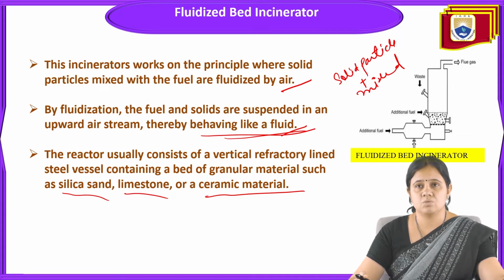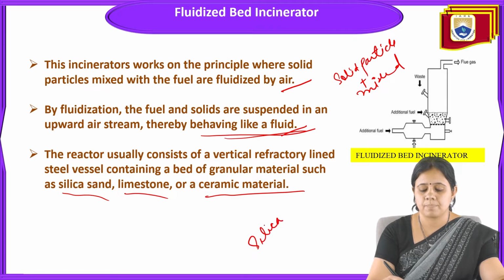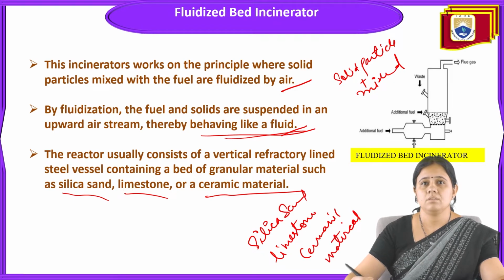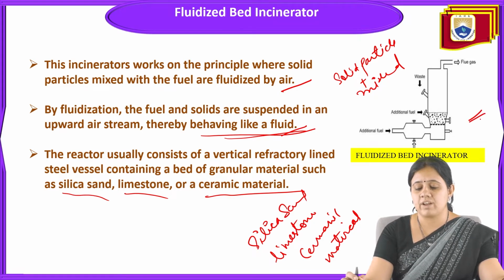The reactor usually consists of a vertical refractory lined steel vessel containing a bed of granular material such as silica, sand, limestone, and ceramic material. These are some of the materials used in the reactor for the vertical refractory lined steel vessel containing a bed of granular material. And this is the picture of this fluidized bed incinerator.